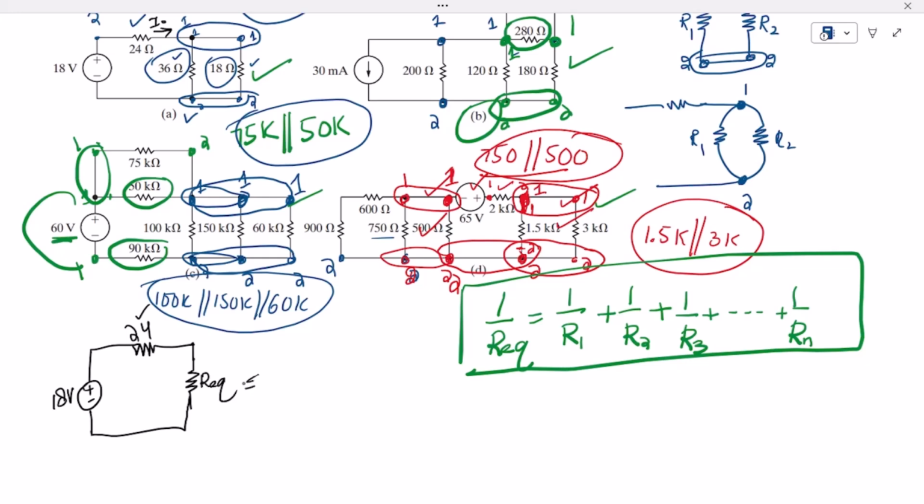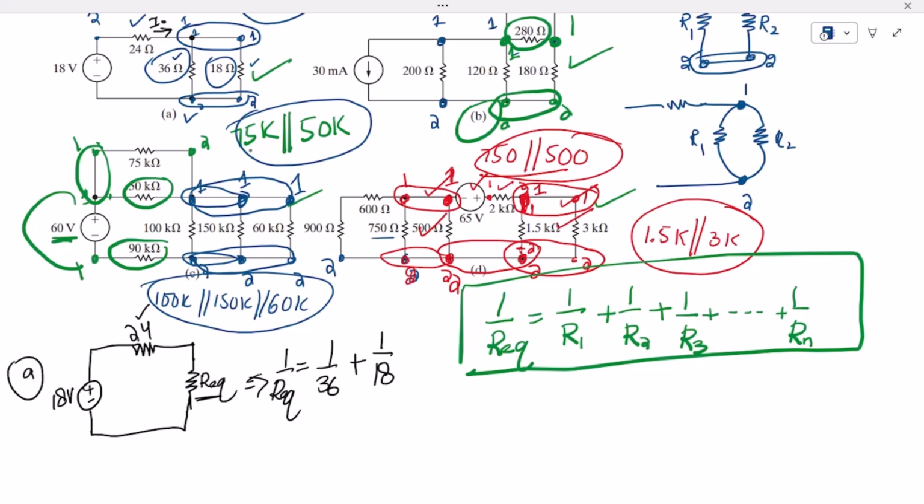The value of R equivalent here: 1 over R equivalent will be 1 over 36, the first resistor, and the second, which is in parallel with it, is 1 over 18. You have to find it out and then find the reciprocal of it, and you will find the value of R equivalent.